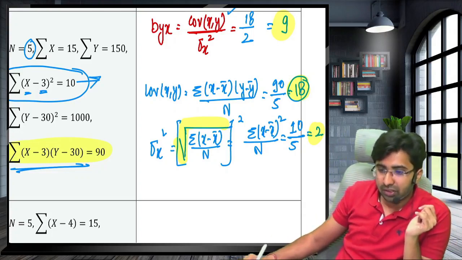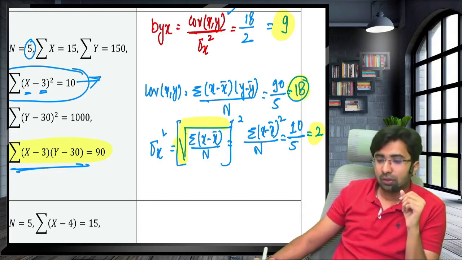Pooja, is this point clear? Ranjit, Sanjay, sorry?